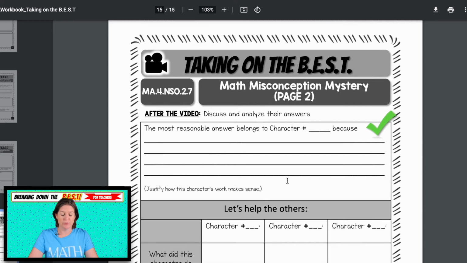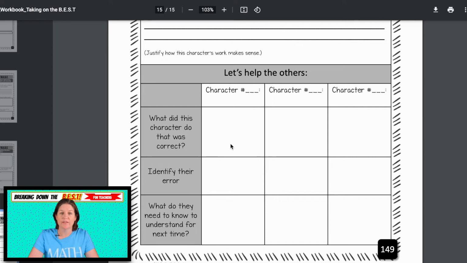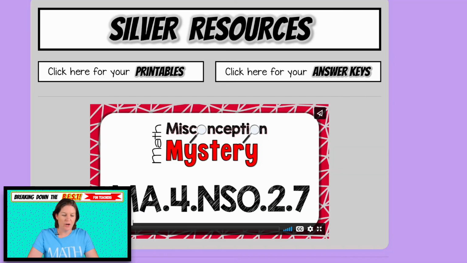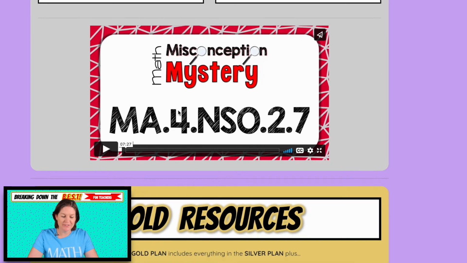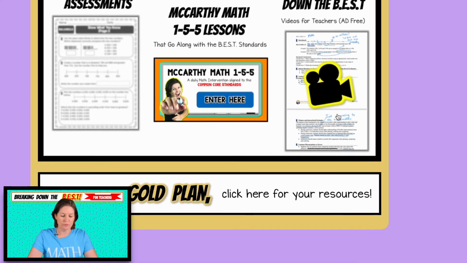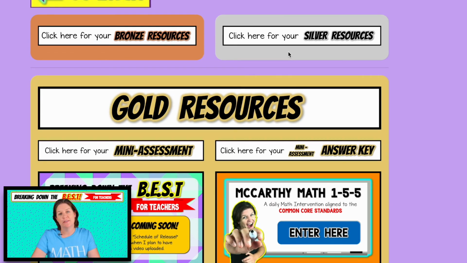So students will have to fill out this detective report, not only discussing why the character who had the most reasonable answer is correct and justifying their answer there, but also analyzing the work that the characters did where they made their mistakes, right? They did do some things that were correct, so finding the good in the work that they did, identifying their error, and what do they need to know for next time. So all of that is centered and strategically aligned to MA.4.NSO.2.7.